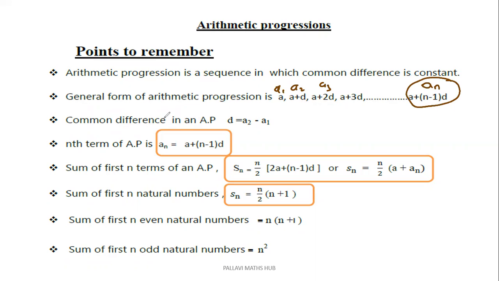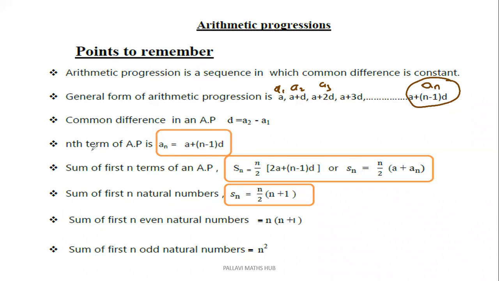Next, common difference. How will you find the common difference? d is equal to a2 minus a1, the second term minus the first term. The nth term of an AP is an, which is a plus (n minus 1) into d. This is to find the nth term. For example, if you need to find the fifth term or the 15th term, at that time you can use this formula: an is equal to a plus (n minus 1) into d.